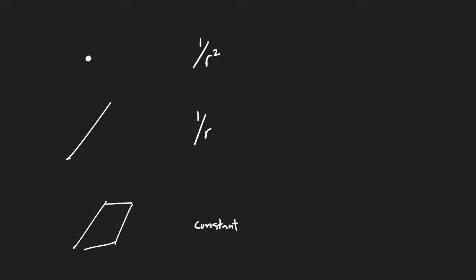Be getting to a reasonable understanding. Point charges have a decay of 1 over r squared. A line of charge has a decay of 1 over r. And a sheet of charge is constant. A constant uniform electric field. That's what we've seen.